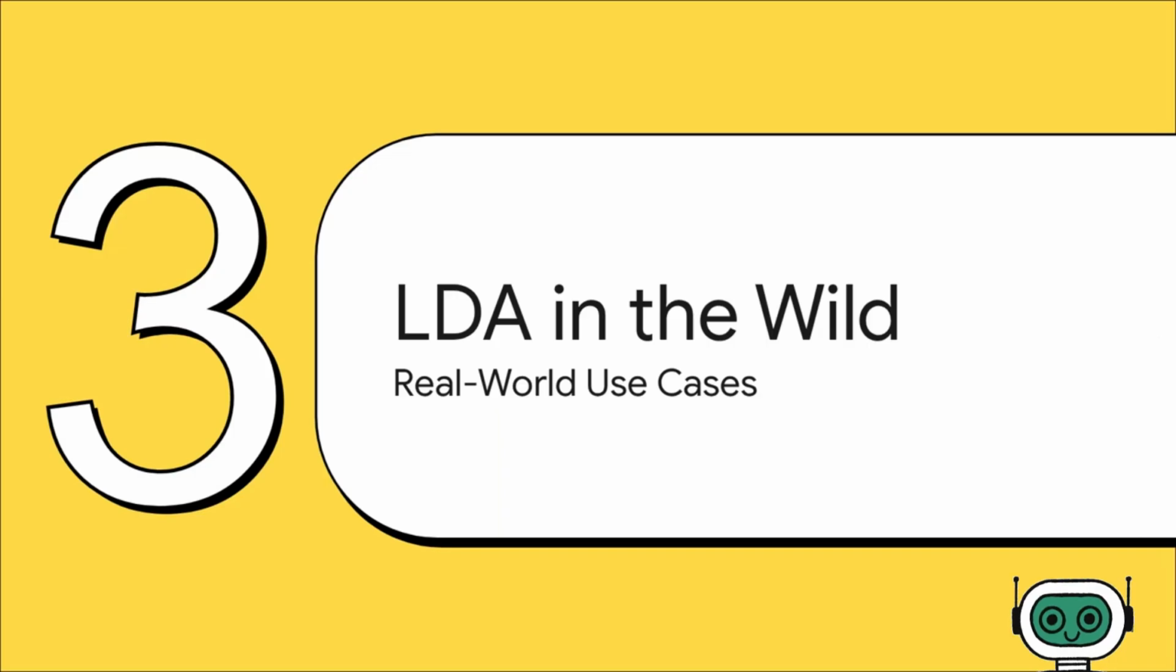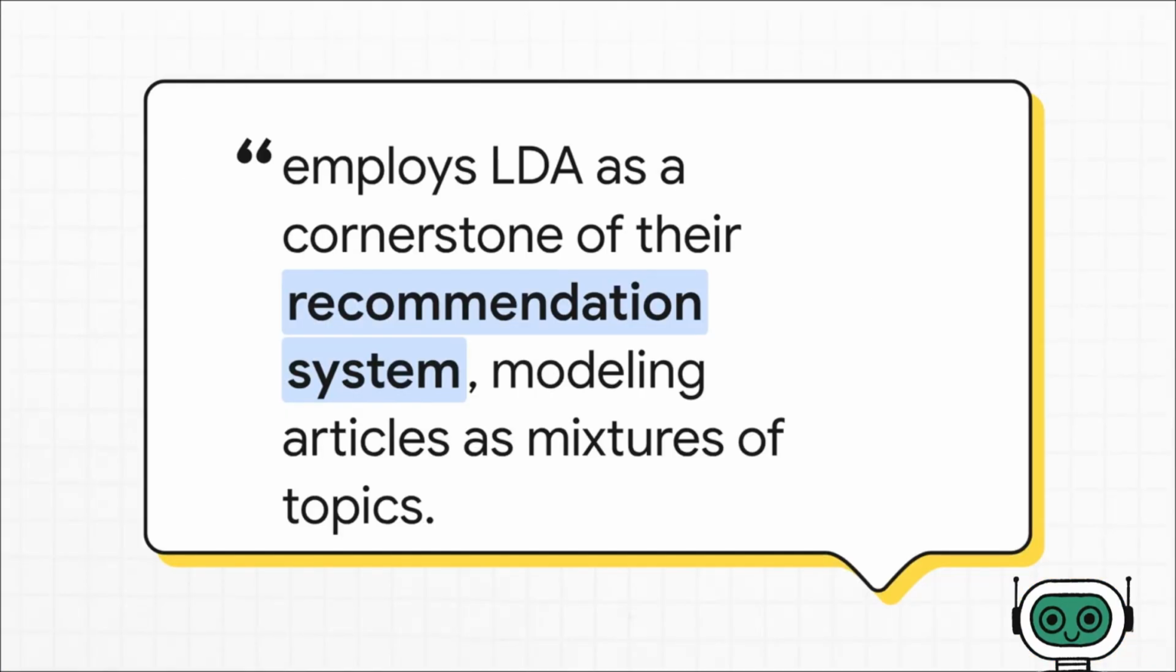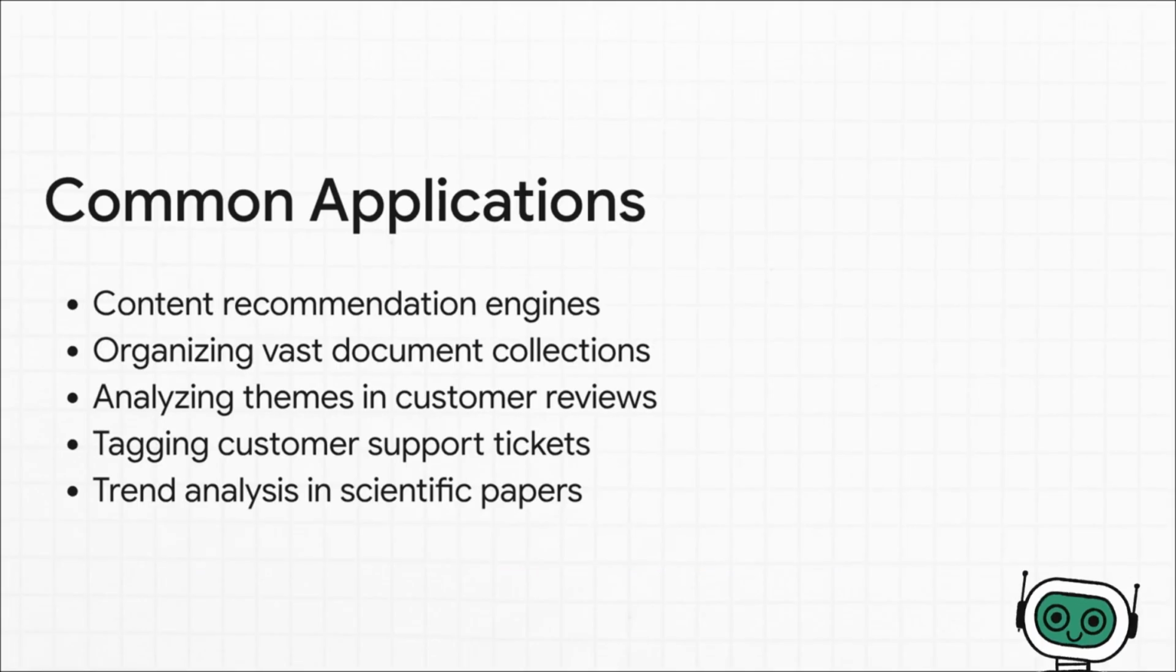Now, this isn't just some abstract, theoretical model. It's an absolute workhorse in the industry, and I can almost guarantee you've interacted with systems that use it. A classic example is the New York Times recommendation system. When you read an article, LDA is working behind the scenes, modeling that article as a mixture of topics. It then suggests other articles that have a similar topic recipe. It's an incredible way to connect you to relevant content at a massive scale, all without needing a human to manually tag anything.